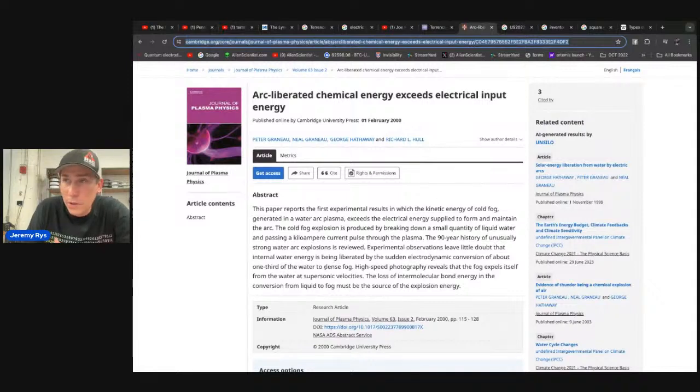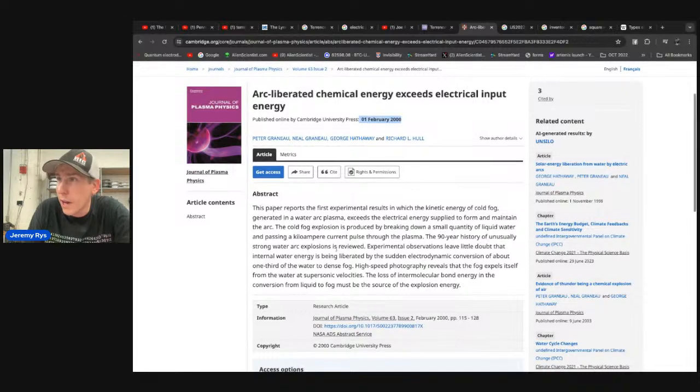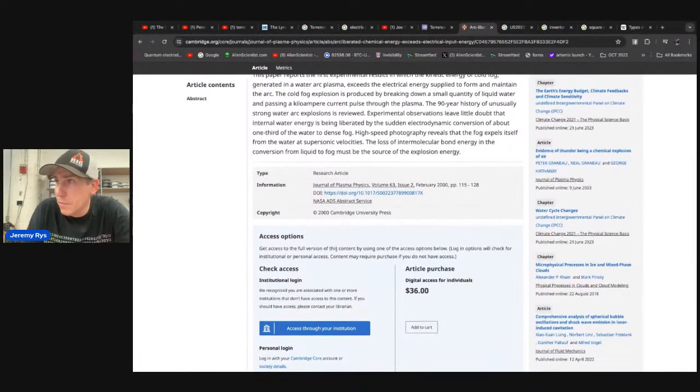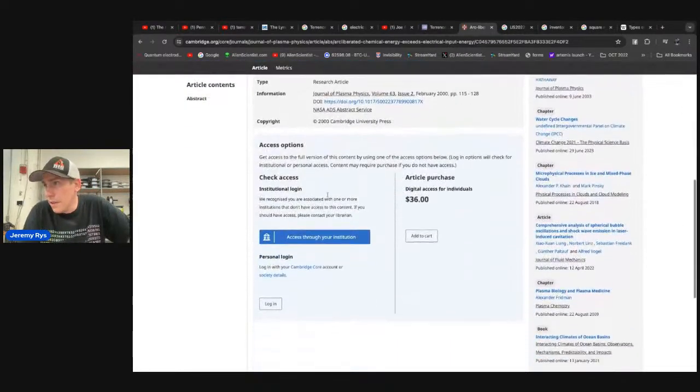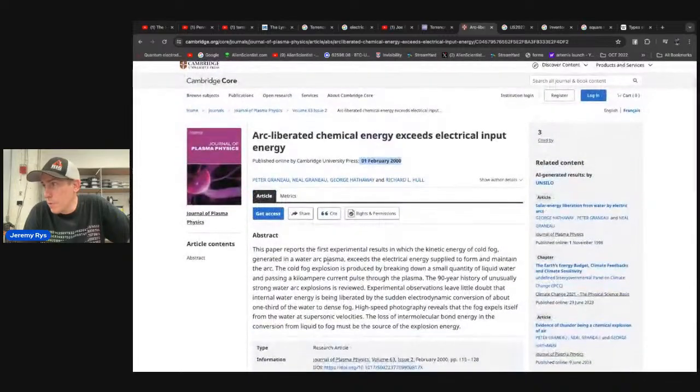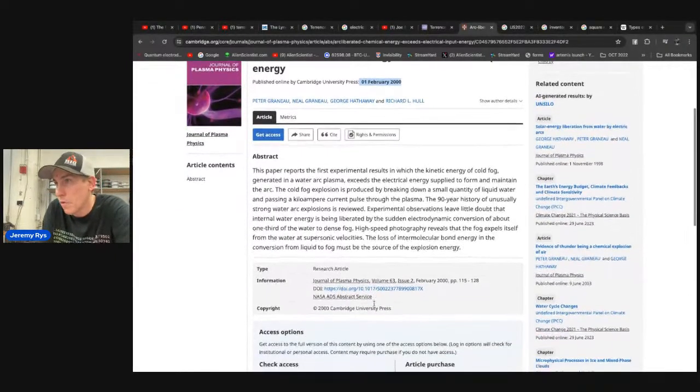And there's actually experimental results for this, which is interesting, that arc liberated chemical energy exceeds electrical input energy. This is from Cambridge University Press in February of 2000. I believe this has been in the Journal of Plasma Physics right here. And this is NASA. So they've done this, and I'm aware of people doing this, and of energy machine claims, like Stanley Meyer, the water car, breaking the bonds of water and then getting more energy out than we got in.